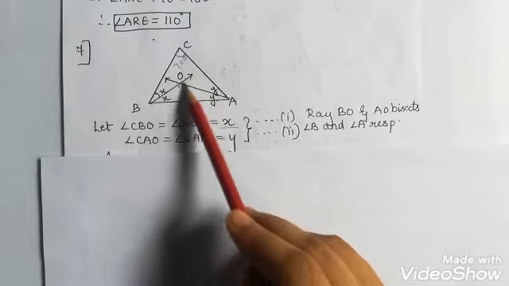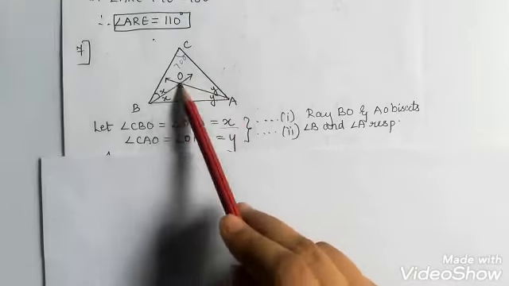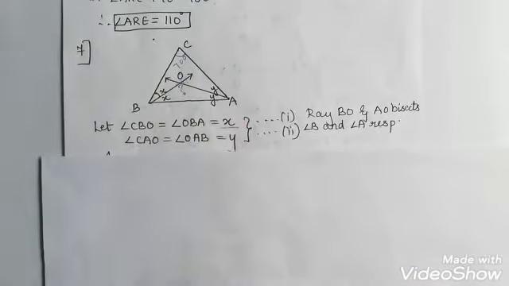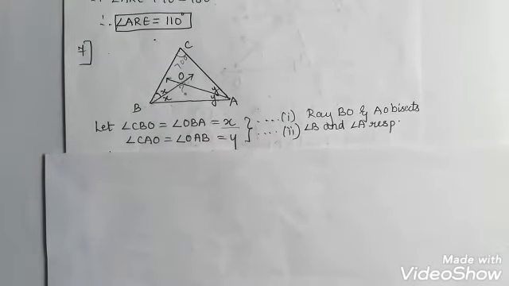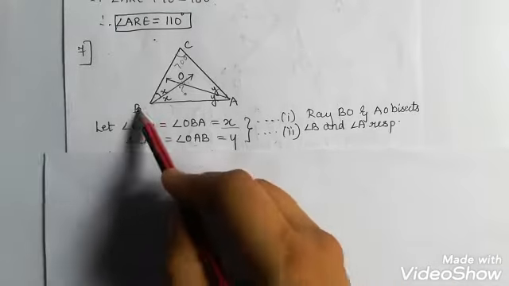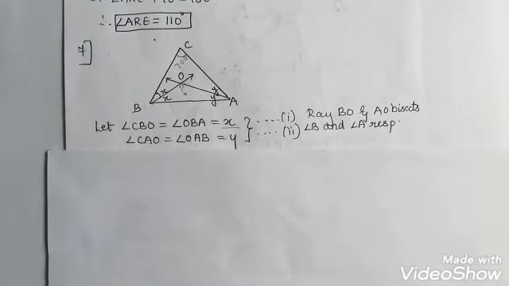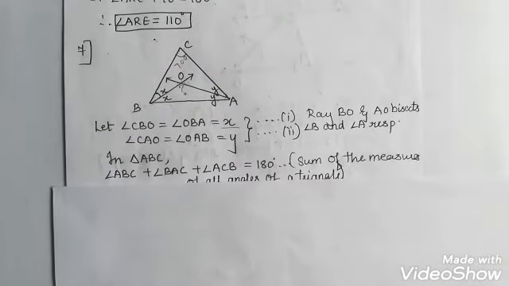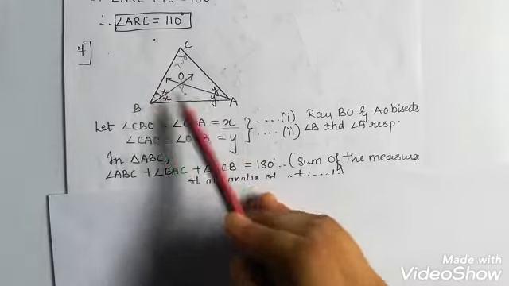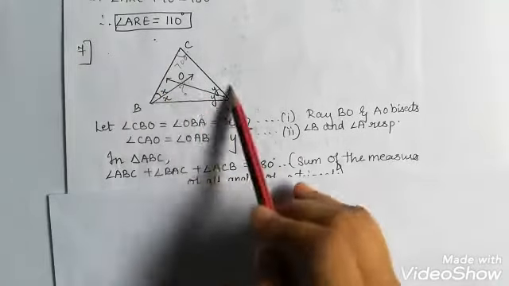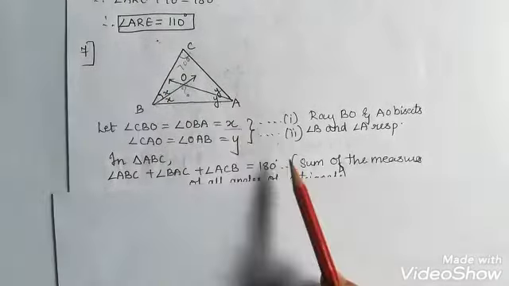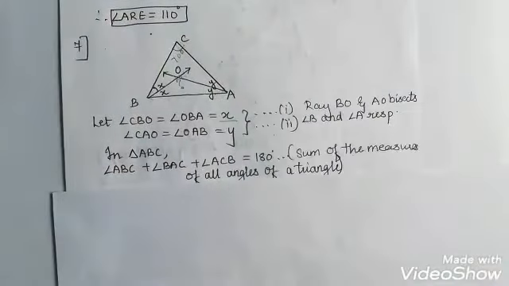And I write the reason: ray BO and ray AO bisect angle B and angle A. Next, now in triangle ABC, I will add all the three angles of the triangle. So in triangle ABC, angle ABC plus angle BAC plus angle ACB is equal to 180 degrees. That is, the sum of the measures of all angles of a triangle is 180 degrees.